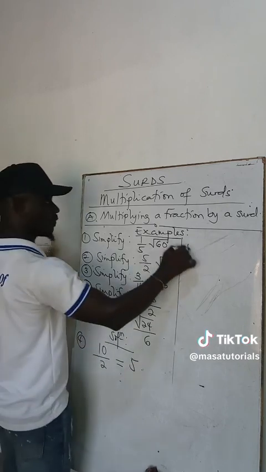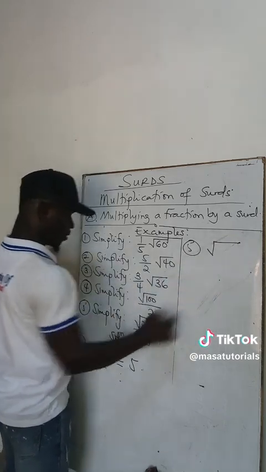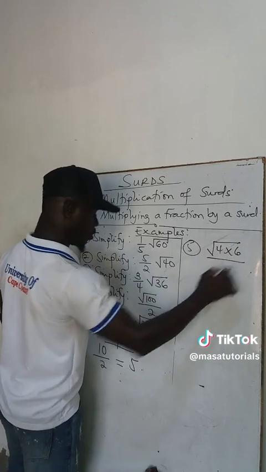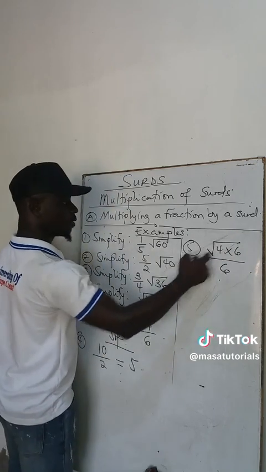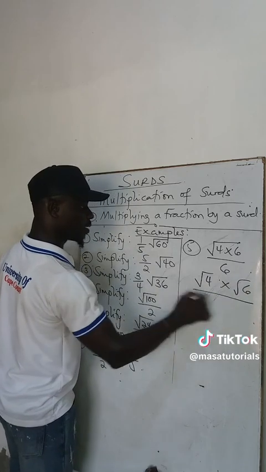Now, question 5, that's square root of 24. Square root of 24, 4 times 6 all over 6. Now we split square root of 4 times square root of 6 out of 6.